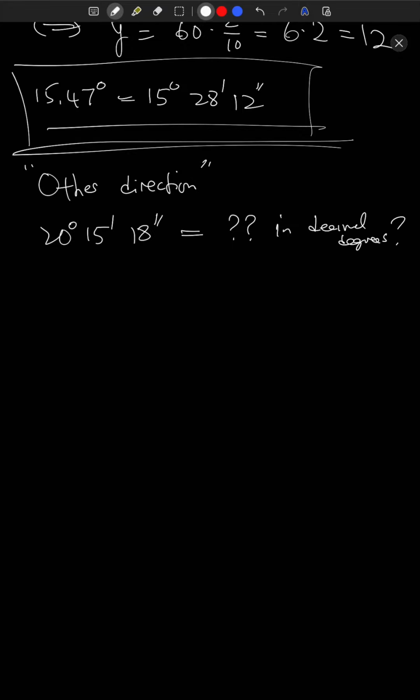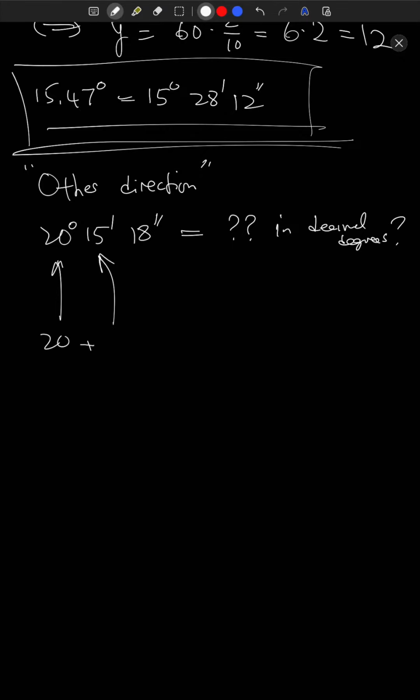Right? So this one is more straightforward because you don't have to do any algebra to solve anything. The answer is in a way just conversion, right? So the degree stays the same, 20, right? What does 15 minutes mean? 15 minutes means 15 out of 60, right?